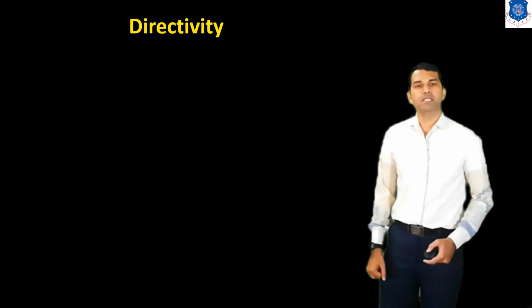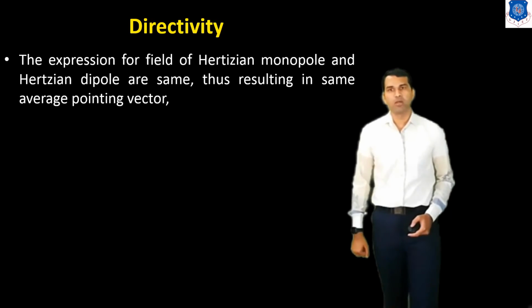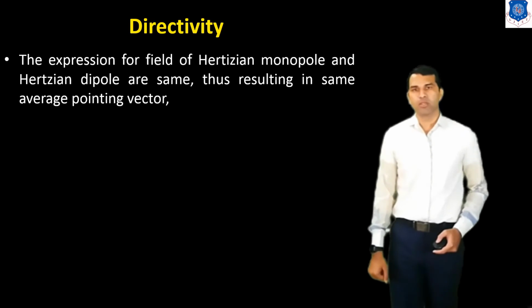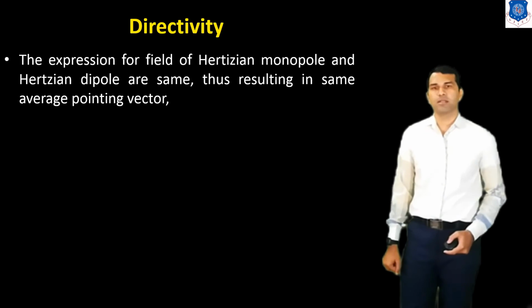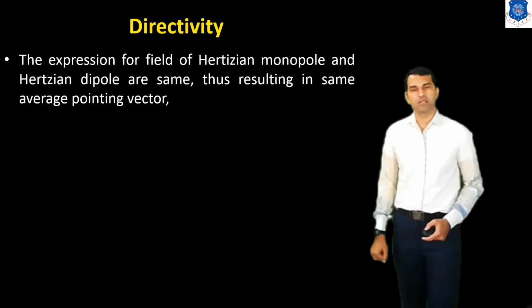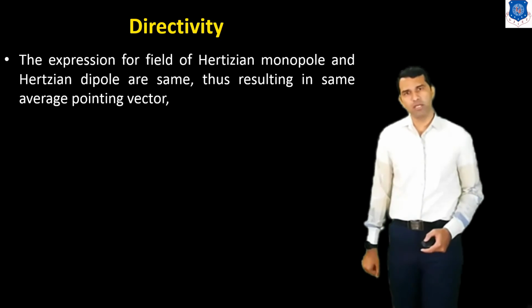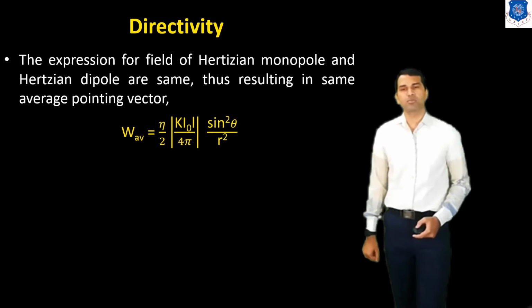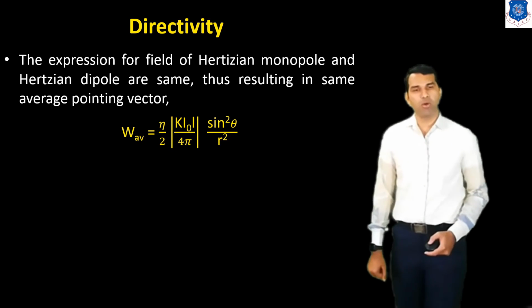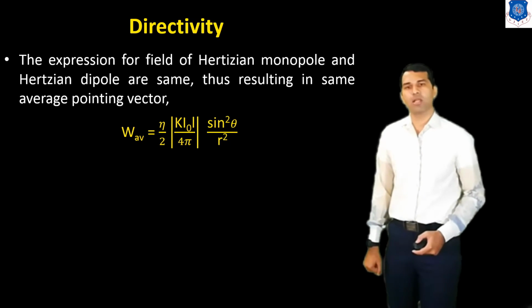And now we discuss the directivity of the monopole antenna. The expressions for the field of the Hertzian monopole and Hertzian dipole are the same, thus resulting in the same average power pointing vector, that means W average is equal to eta by 2 times (K I0 L upon 4 pi) whole square times sin square theta upon R square.